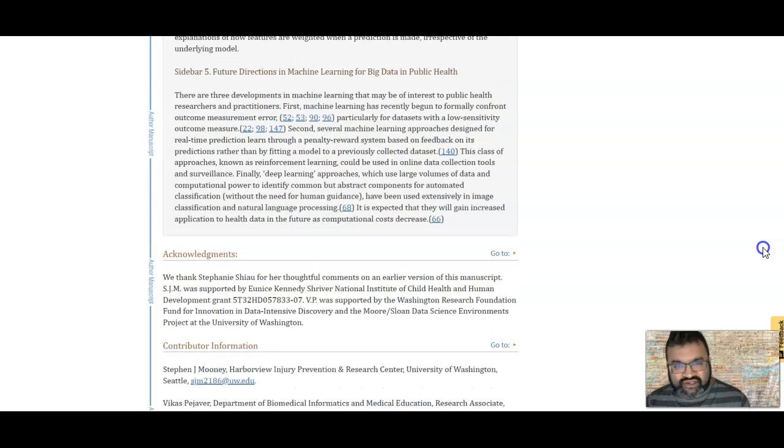I think the future directions in machine learning for big data and public health are one of the more important ones as well. So just take a moment to go through this.